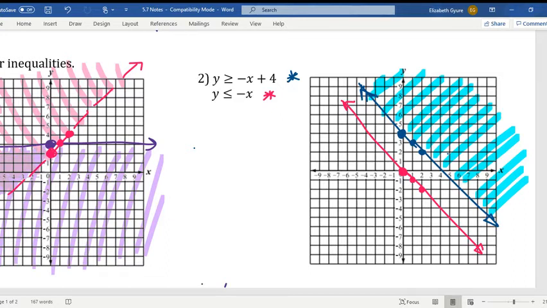So let's see. This is a less than or equal to symbol. So if it's a less than or equal to, Aaron, what do you think? Should I shade above or below?